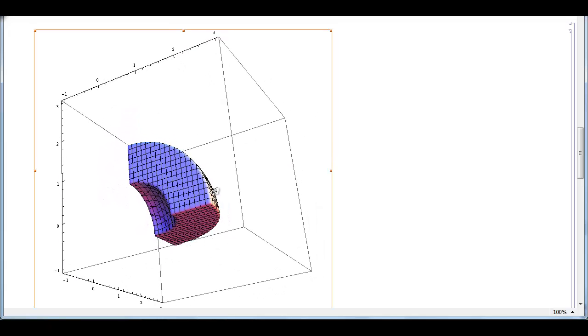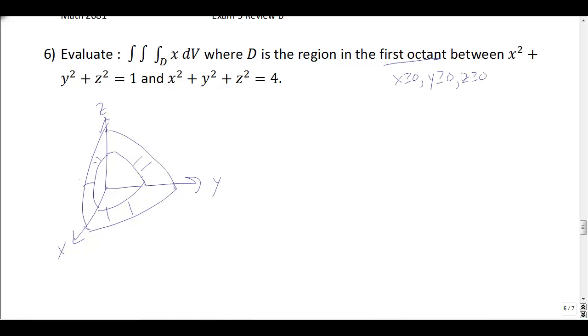Now for this one, almost certainly what you're going to want to do is do this in spherical. You've got two spheres, so they're going to have nice spherical bounds. Other bounds are going to be kind of ugly. In principle, you could do it that way, it would just be hard. So I'm going to set this up in spherical. X in spherical is rho sine phi cosine theta. My Jacobian in spherical is rho squared sine phi.